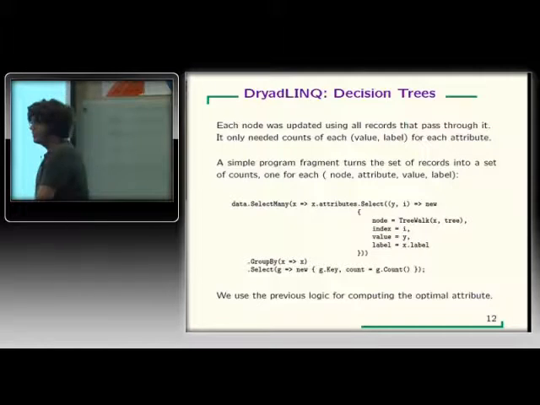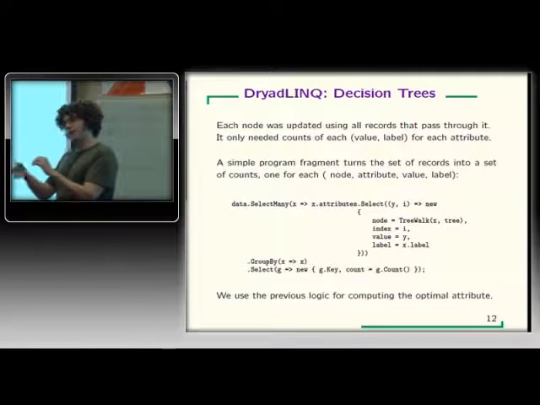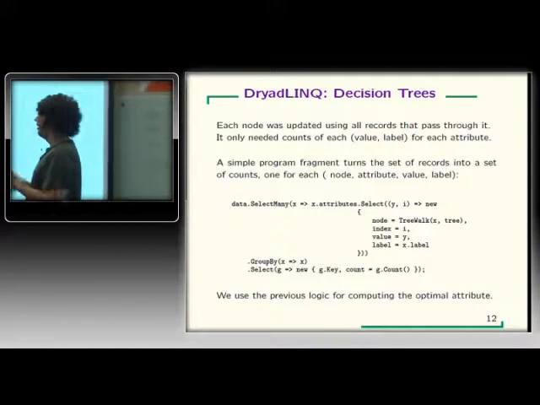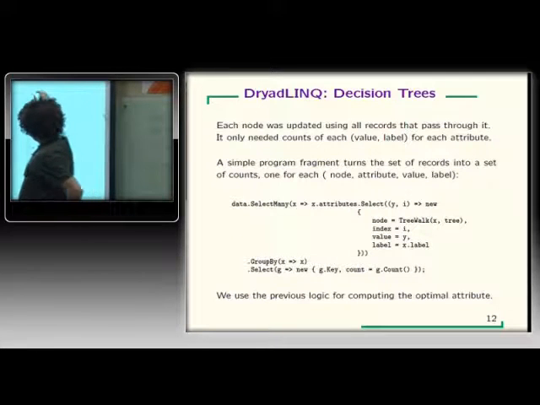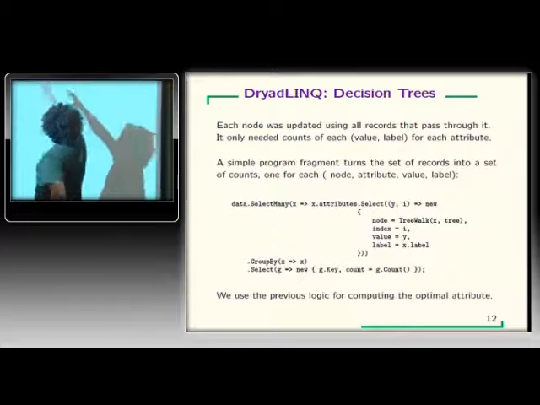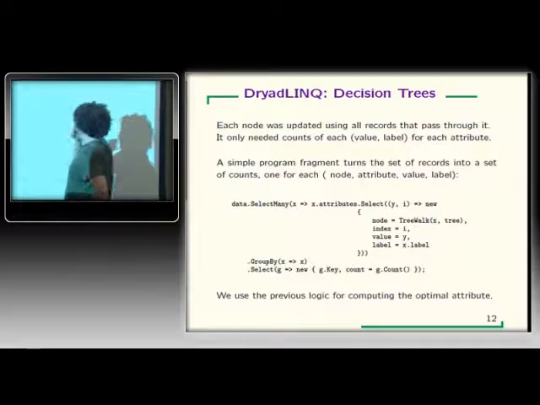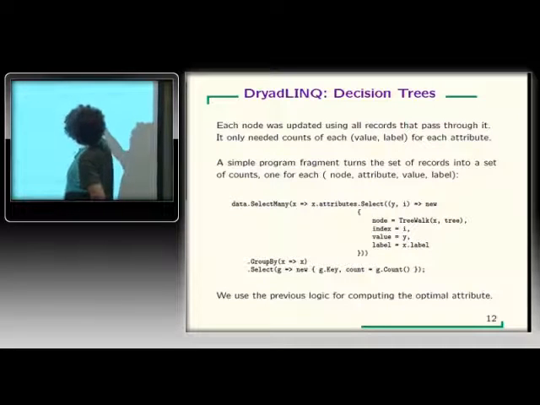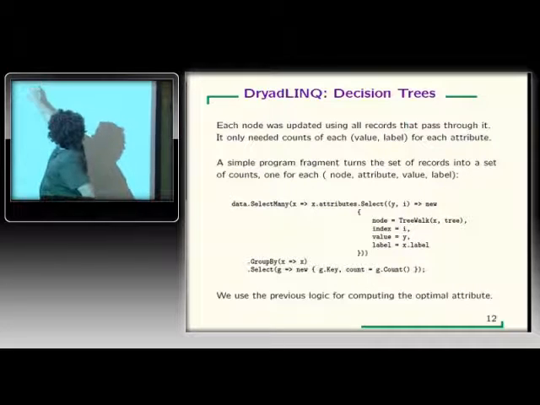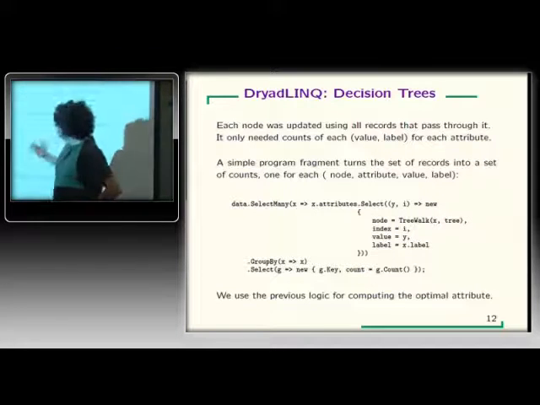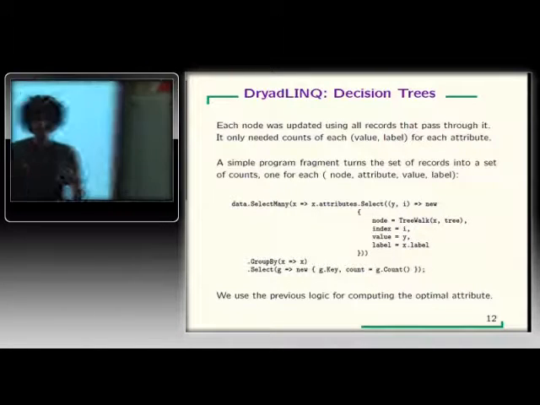So, in fact, when we did this update of each of these nodes, when we picked the optimal attribute with respect to the conditional entropy, it didn't actually need to look at all of the records. It needed to look at something related to all of the records, but actually fairly much simpler. It only needed counts of each of these pairs of value and label.